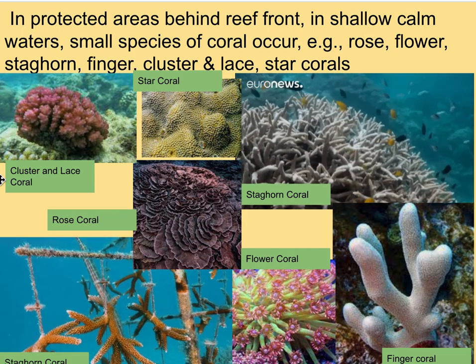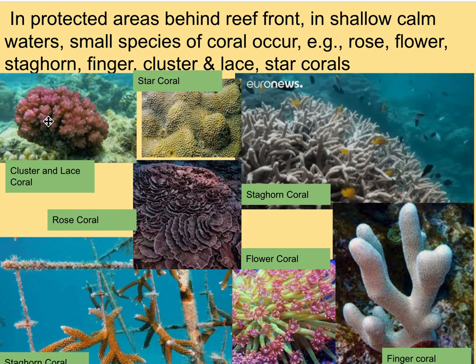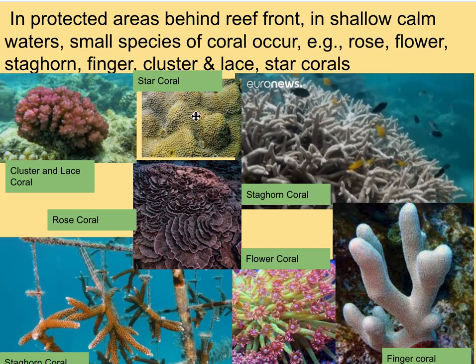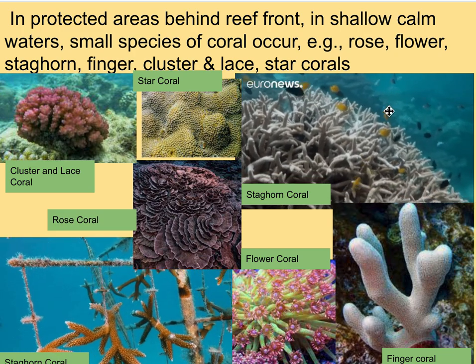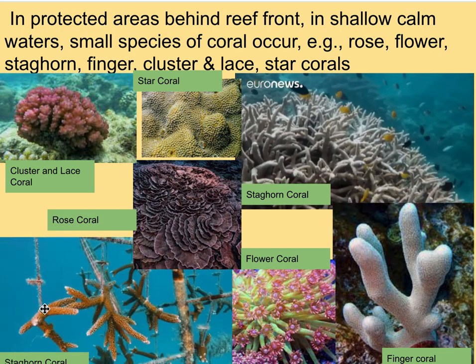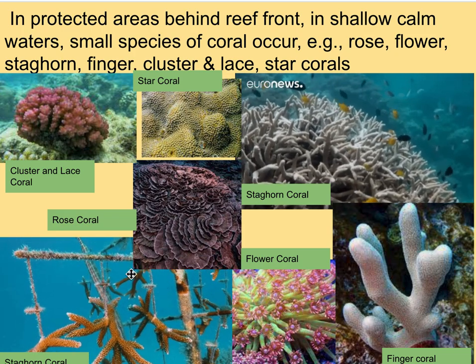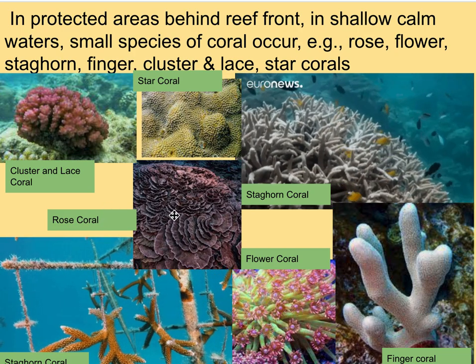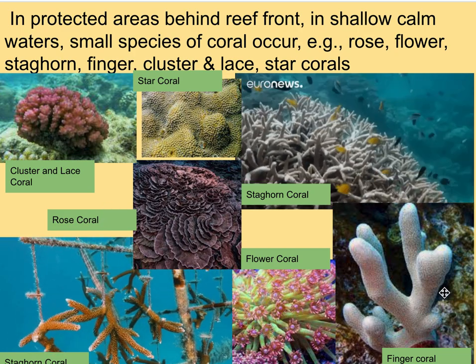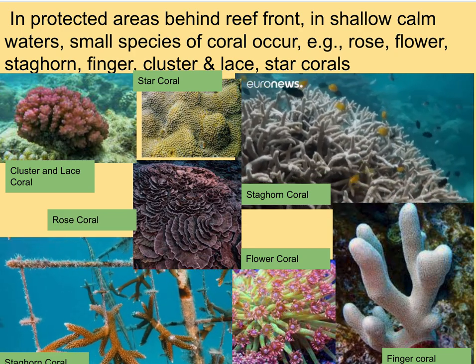So other types of coral that are just so cool. Here's one called cluster and lace coral, very pretty. A star coral, which if you zoom in really close has tiny little polyps that are kind of star shaped. Here is the staghorn coral, and here's actually a video of them regrowing the staghorn coral to transplant to other places. A rose coral, you can see how that's shaped like a rose, flower coral, and finger coral. This kind of looks like an index finger to me.